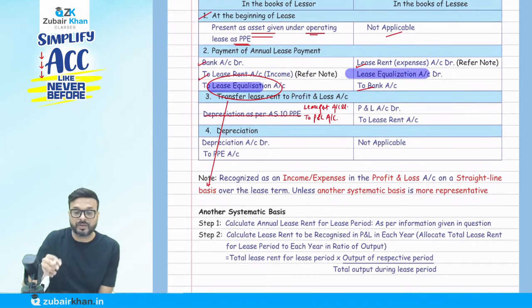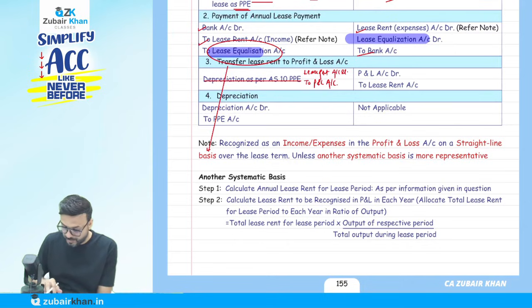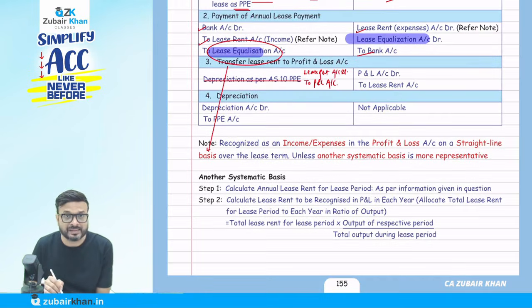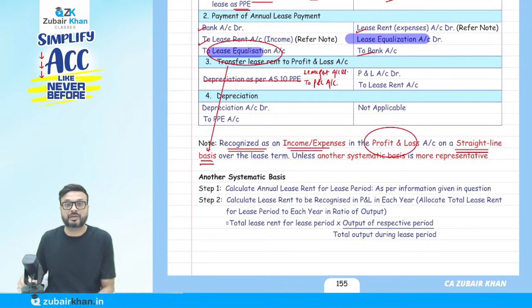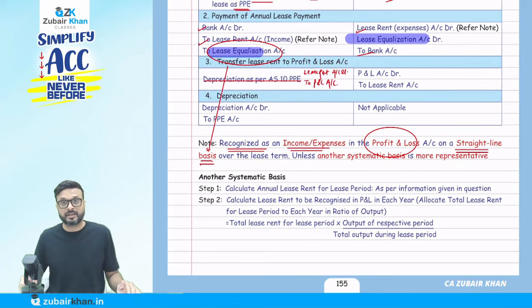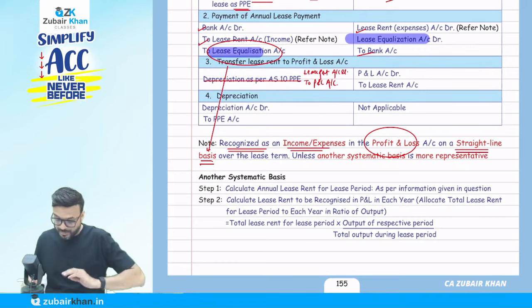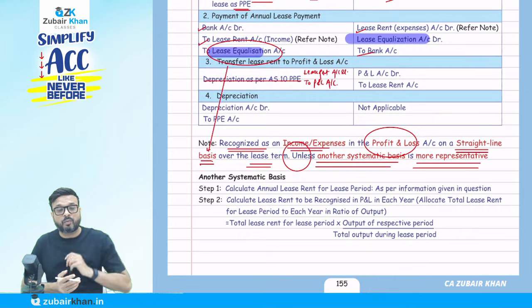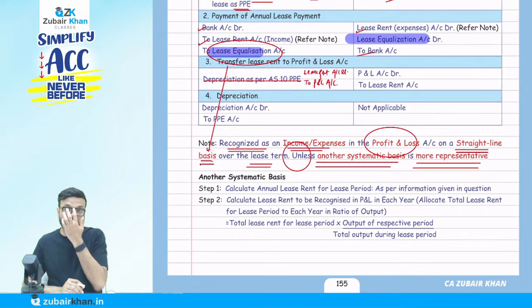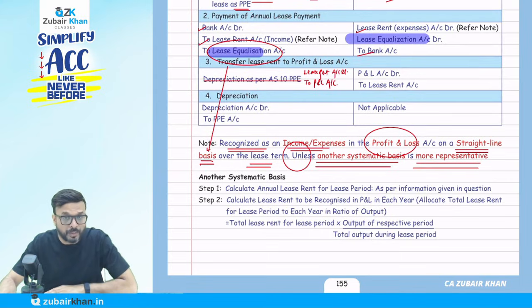Now we'll discuss what they say about the lease rental. Okay, now listen carefully. Lease rental, they say, is recognized as an income or expense in the profit and loss account on a straight line basis over the lease term, unless another systematic basis is more appropriate. So whatever rental is recognized, it is on the SLM basis, unless another systematic basis is more appropriate. What is that other systematic basis that is more appropriate?